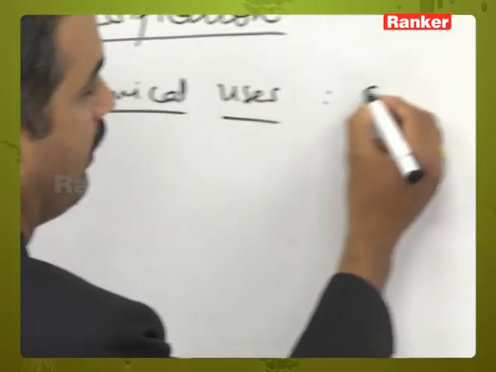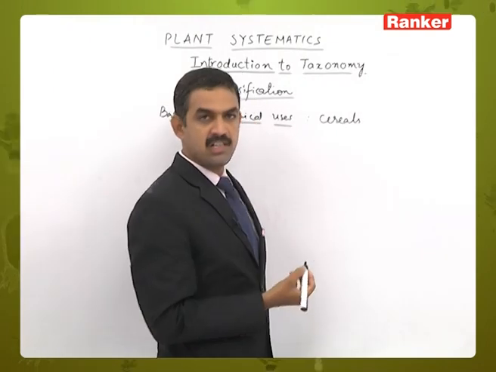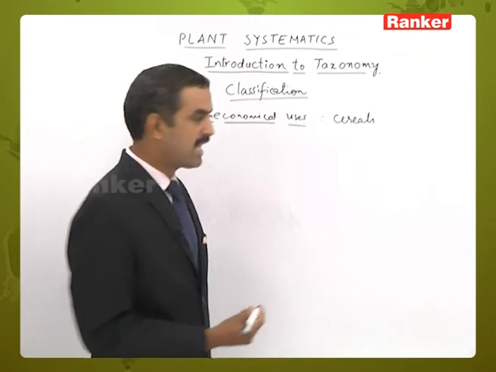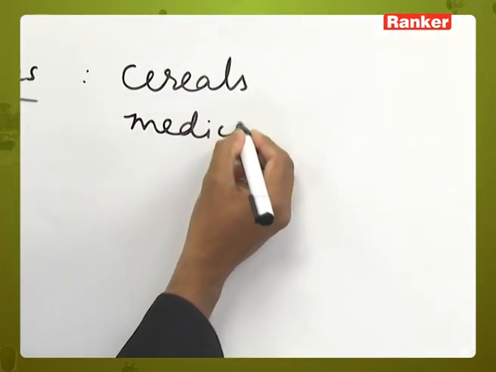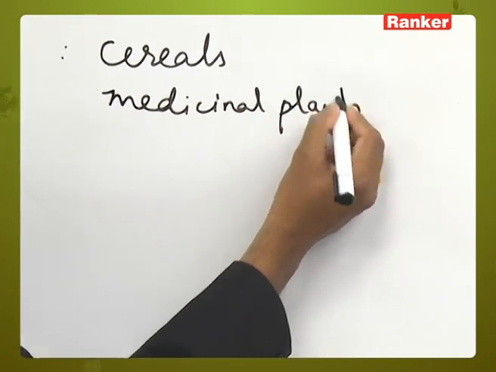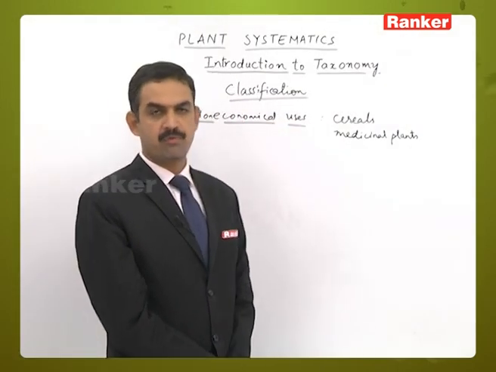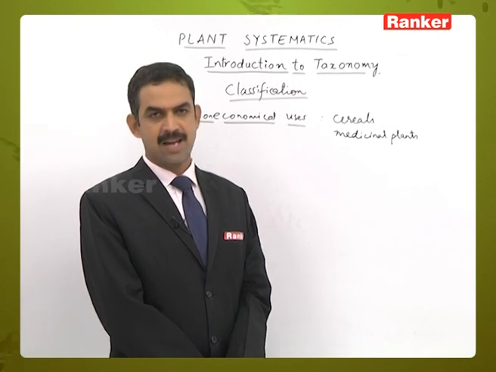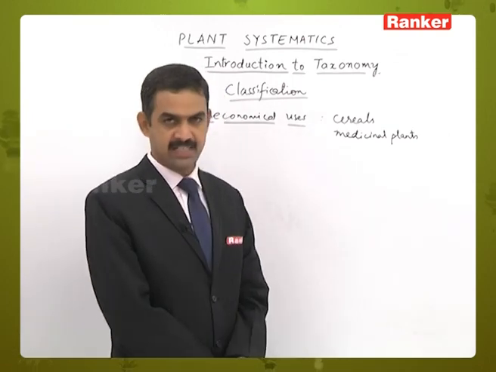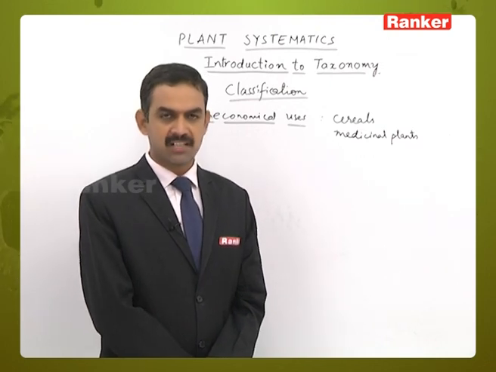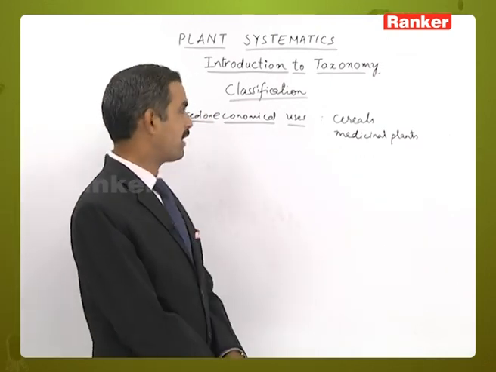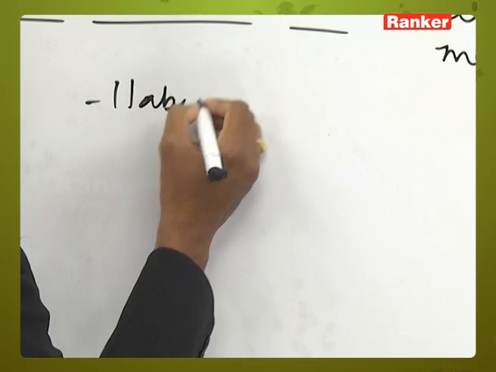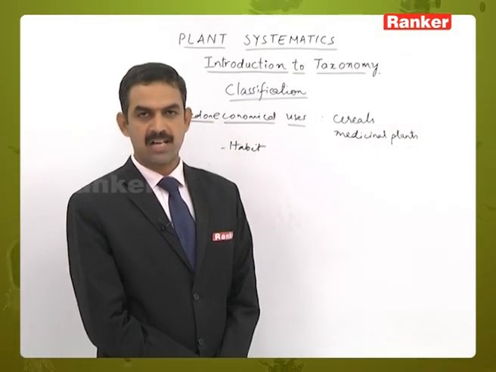Let's take here, the plants have been classified into cereals. We know that cereals are those which provide major food for humankind. Then medicinal plants, which yield the drugs for curing various diseases. Likewise, based on economic use, plants have been categorized like this. Of course these are two examples which I have taken, but there are many such categories. And some plants have been classified based on habit also, as we said, like herbs, shrubs and trees.